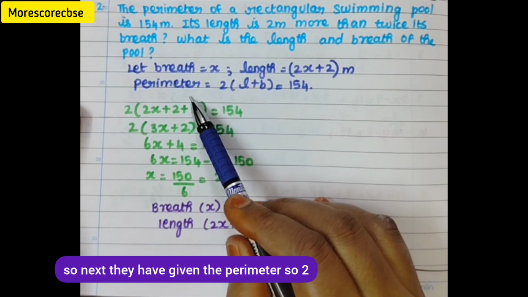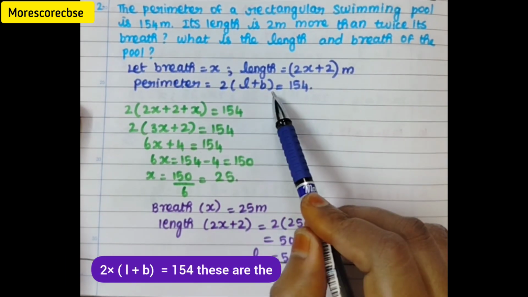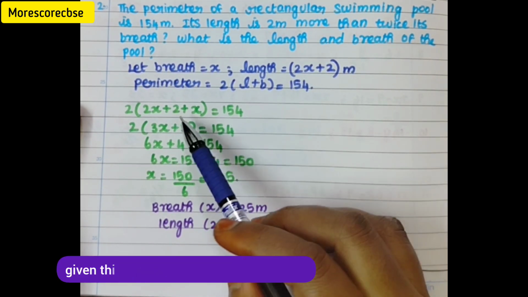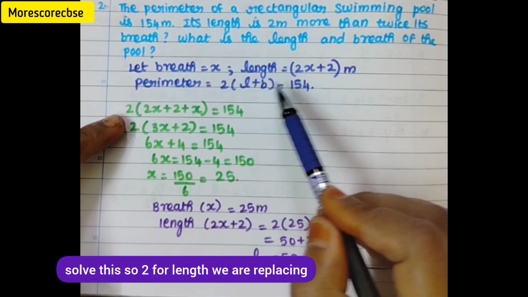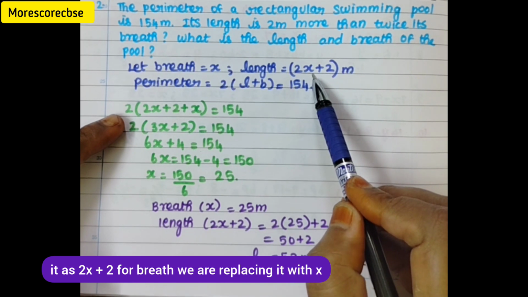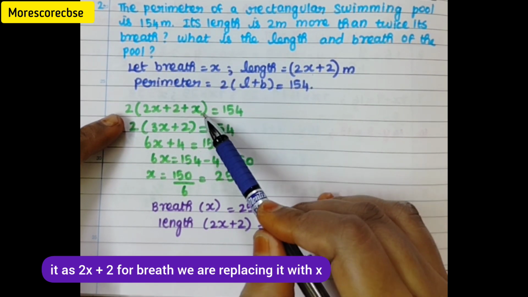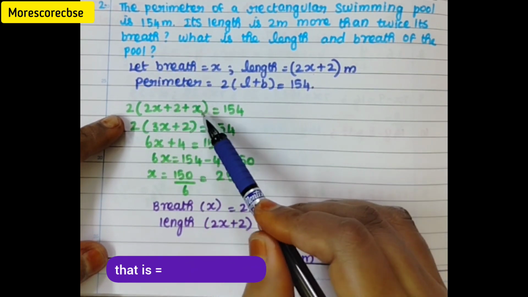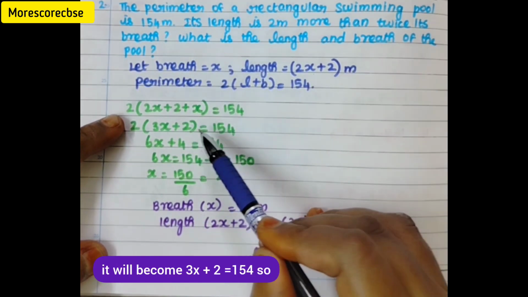Next they have given the perimeter. So 2 into (L plus B) equal to 154. These are the given things. Using this we are going to solve. For length we are replacing it with 2x plus 2, and for breadth we are replacing it with x, that is equal to 154. So 2 into (2x plus 2 plus x), it will become 3x plus 2 equal to 154.